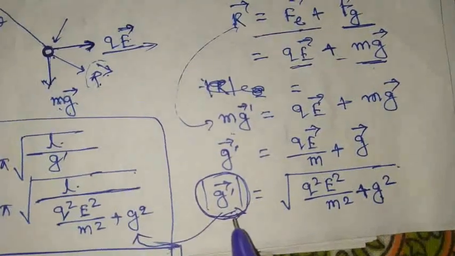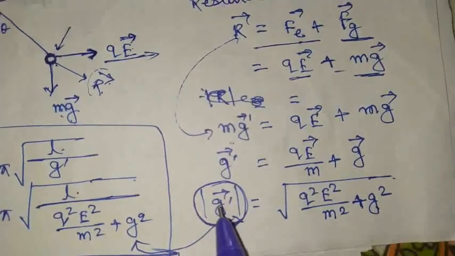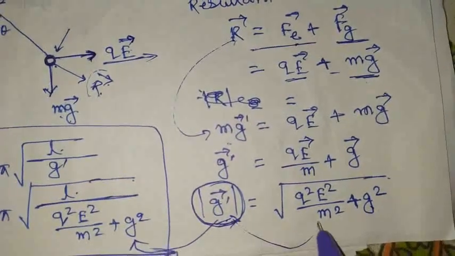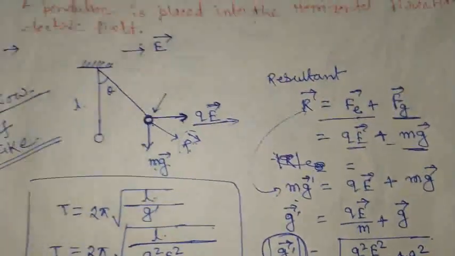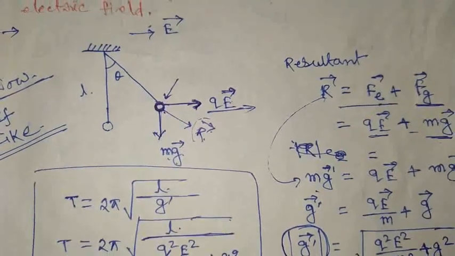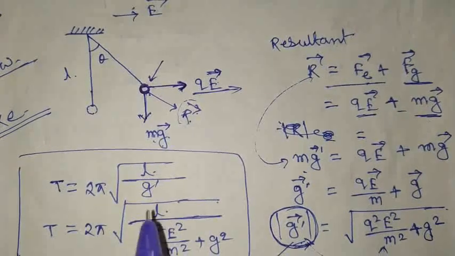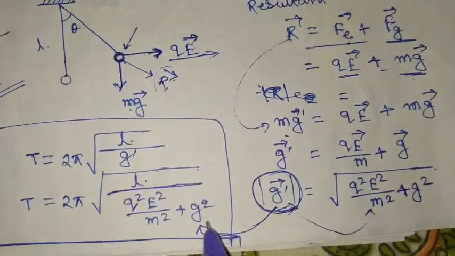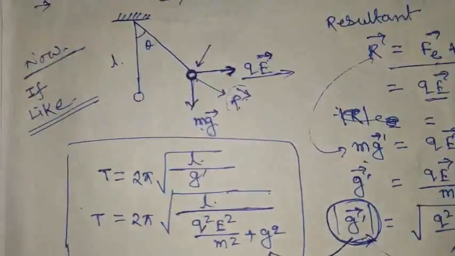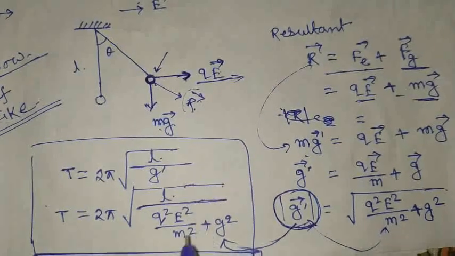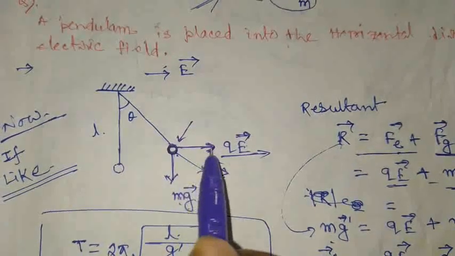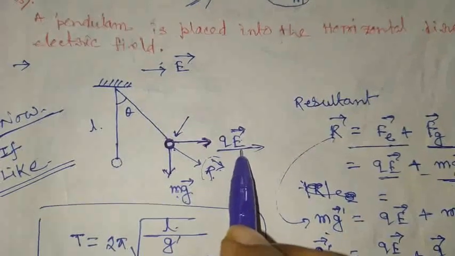Now if we find the magnitude of this g prime, then g prime can be written in this form. Then the newly modified time period T equals 2 pi root over L by g prime, and now put the value of g prime here. So this is your new relation of time period, T equals 2 pi root over L by this part, because of applying a horizontal electric field.